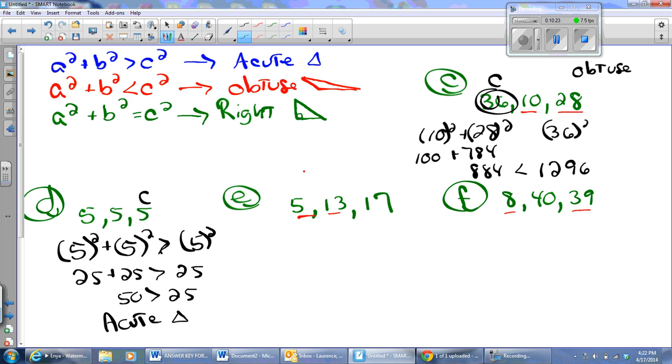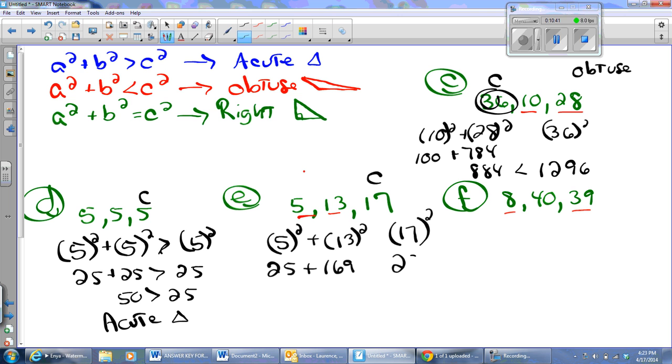All right, let's check this one. We're going to have 5 squared plus 13 squared. Some of you are wondering, how do I know which one C is? It's always the largest. So 17 squared. All right, so we're going to get 25 plus 169, 289 over here. Well, this isn't going to be even 200, so this one is larger. This is obtuse.